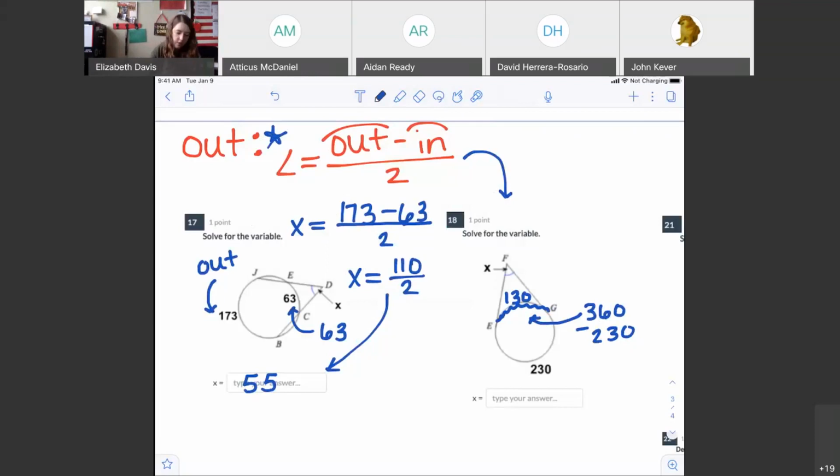Okay. So my angle here is x. Our outside arc was 230 minus our inside arc was 130, divided by 2. So when we take 230 minus 130, that's 100. 100 divided by 2 gives me what for x? Beautiful, 50. Very good.